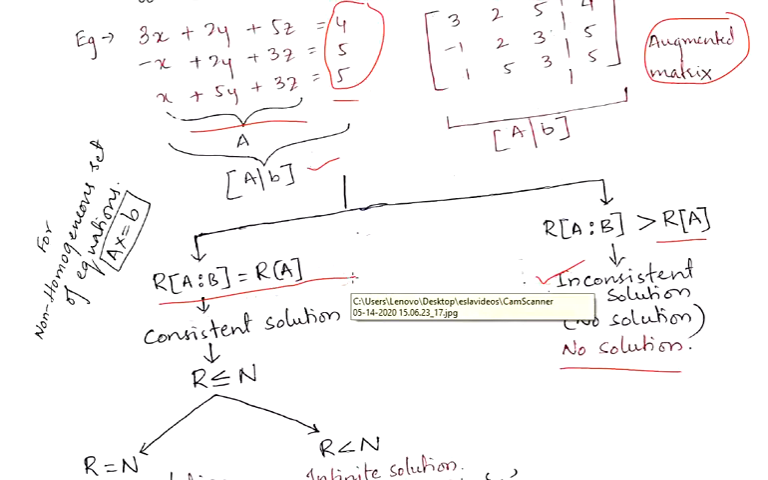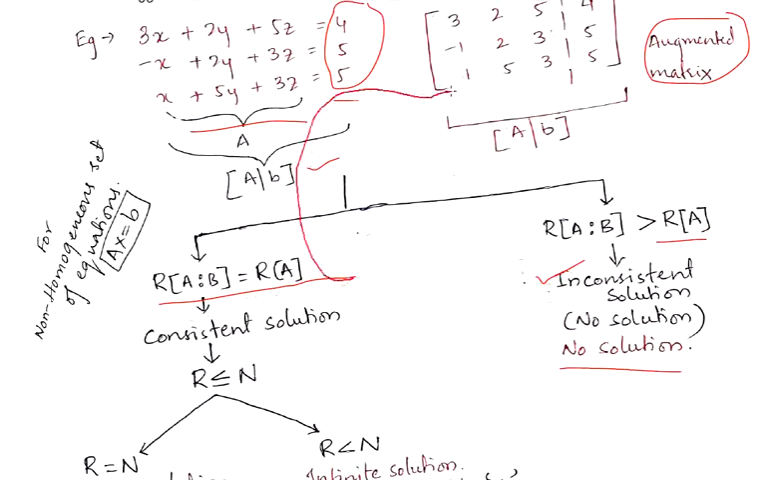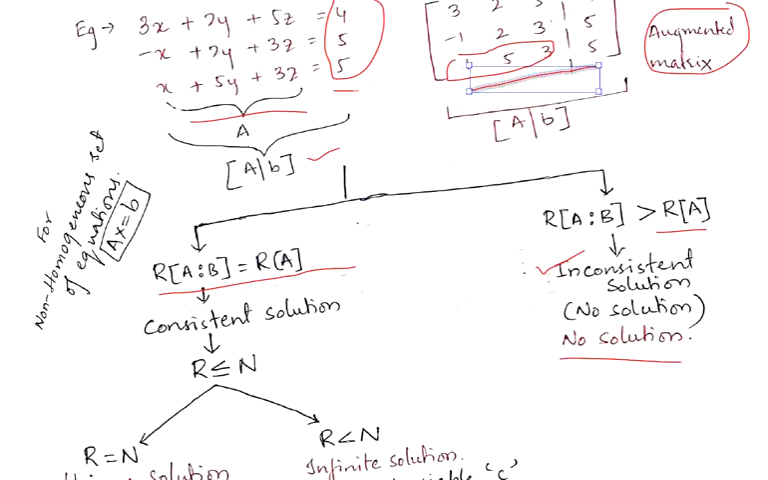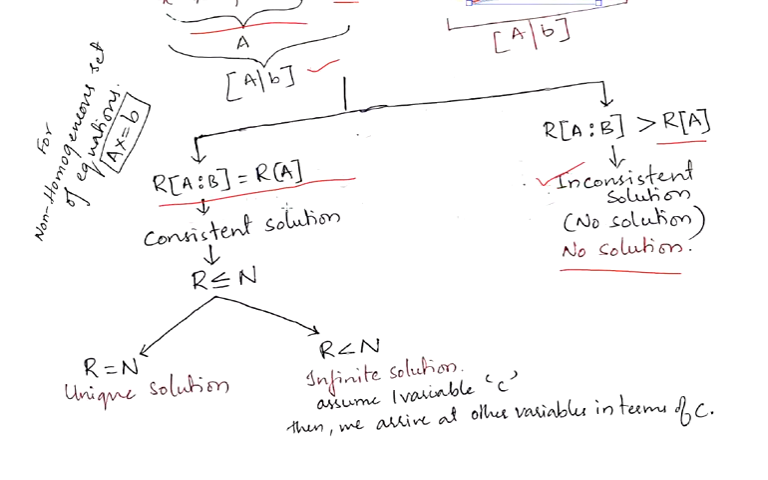And when both the ranks are same, the rank of the augmented matrix and the rank of A are the same, it means the last row will be completely equal to 0, or this will never become 0 for the A matrix. This will never become 0, and the rank of this and this will always be the same. These are the two conditions. So when both the ranks are same, we say that it is a consistent solution.